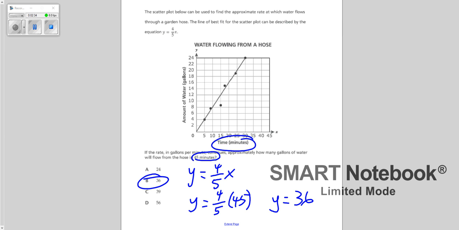Normally I would look at the graph, but at 45, the line would be like up here, and it doesn't fit. So it's kind of hard to estimate.